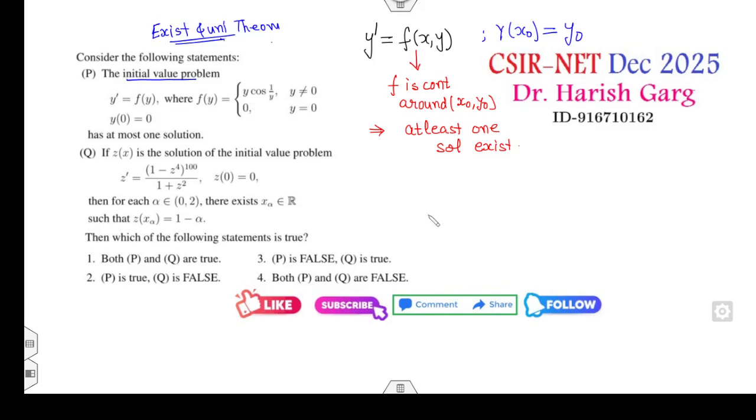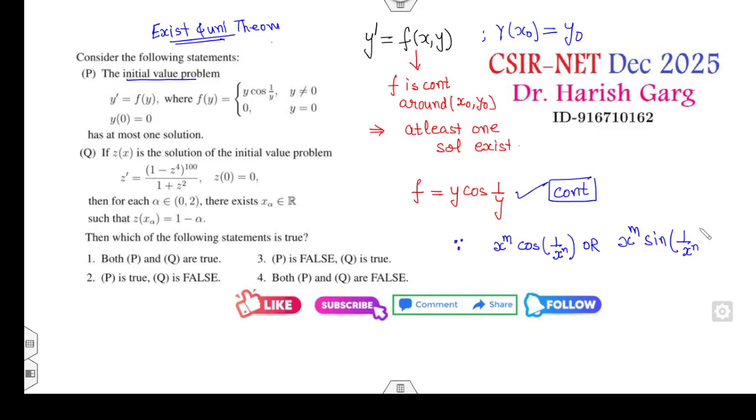Clear? So look at that. In the first case, f is y cos 1 over y, and clearly this function is continuous. This is because of the shortcut tip I already told you: x raised to power m times cos 1 over x raised to power n, or x raised to power m times sine 1 over x raised to power n, is continuous for all m and n greater than 0. In this case, m and n are 1, which is greater than 0.